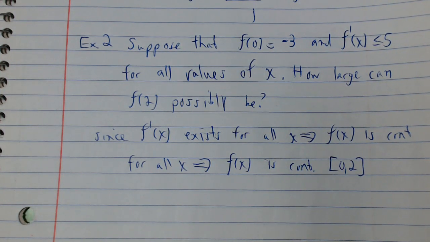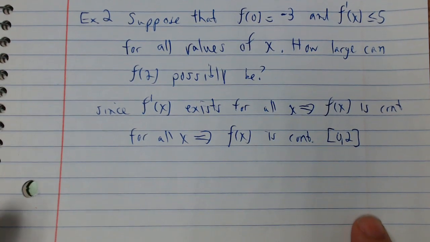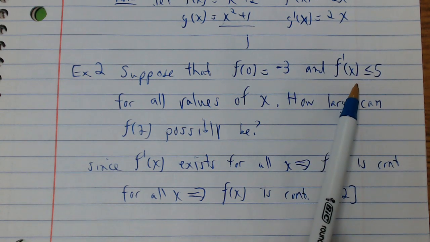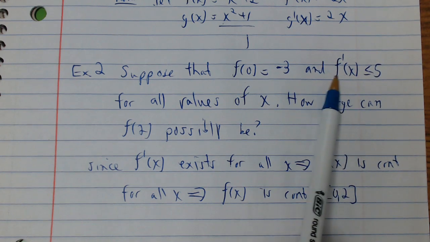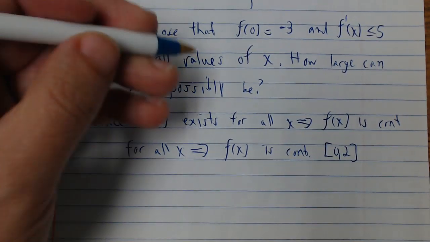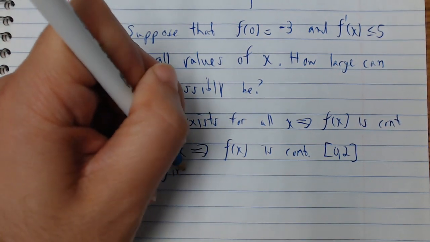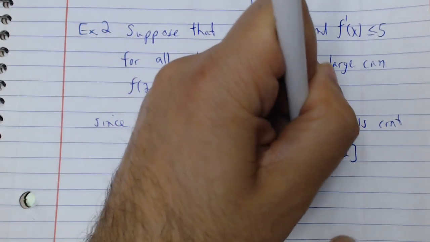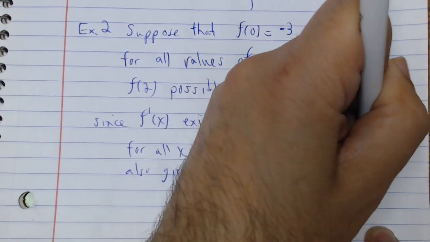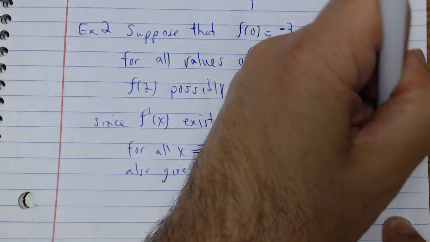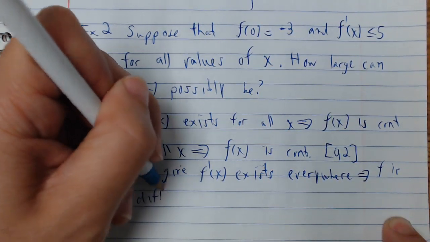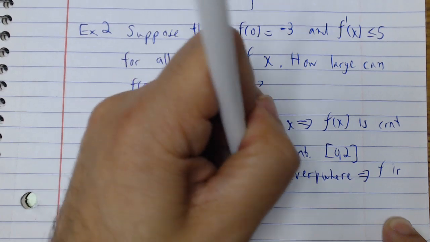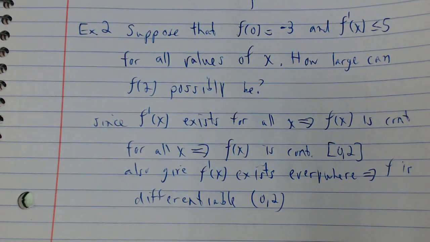Now, the second condition, if you think about it, it's also satisfied. How come? Because that was given to us. We're told that f prime of x exists everywhere, right? And they even tell us that the value of f prime is always less than or equal to 5. And it's also given f prime of x exists everywhere, which means f is differentiable from 0 to 2. Okay, so now I could use the mean value theorem.